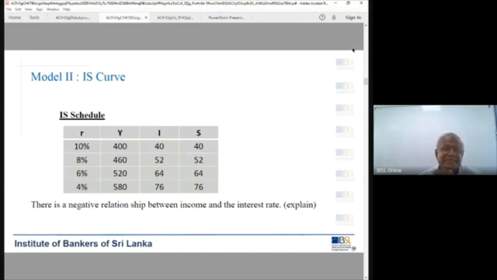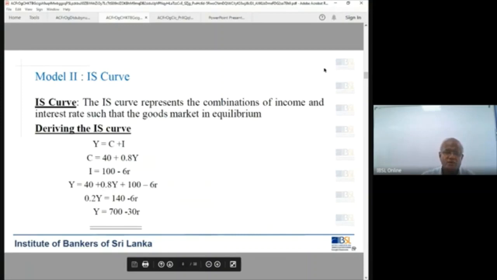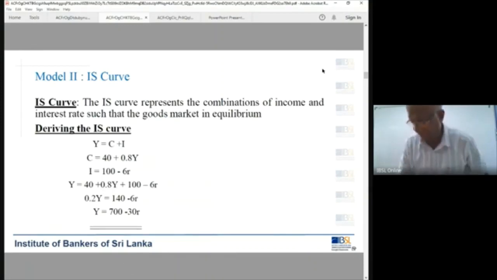Now let's calculate some of the IS schedule. This is to understand the relationship between investment and savings. Okay, now I'll go to the board. What do you call the IS curve? The IS curve is this: Y equals 700 minus 30R.